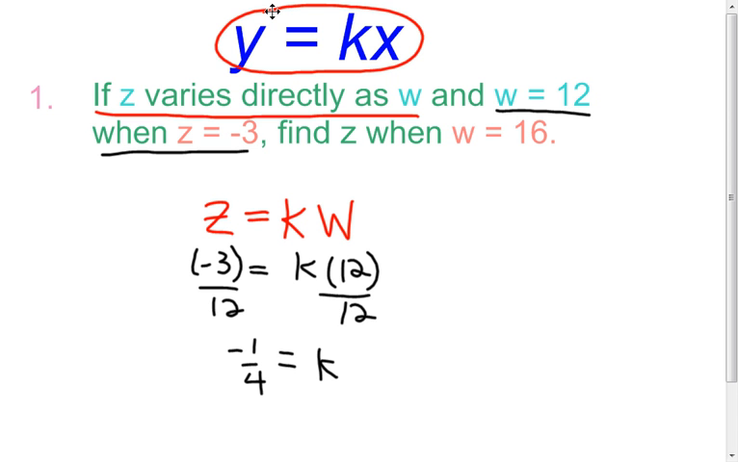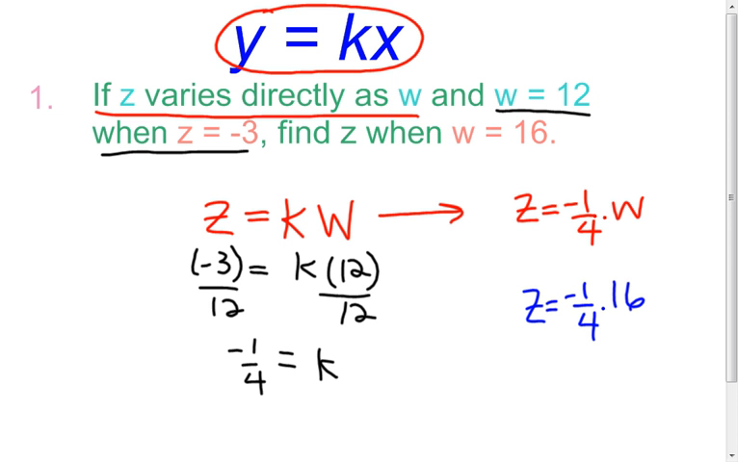So now I can go to this red equation and make it a little more specific, and I can say z equals negative 1/4, because that's what my k value is, times w. The next thing I want to find is z when w equals 16. So now I'm going to use this and find z. I now know my constant is negative 1/4, and if w is 16, I should be able to find z pretty easily. Negative 1/4 times 16, of course, is negative 4. And that answers that question.